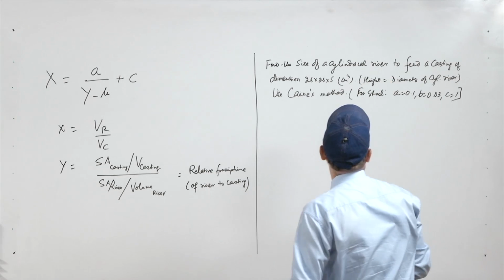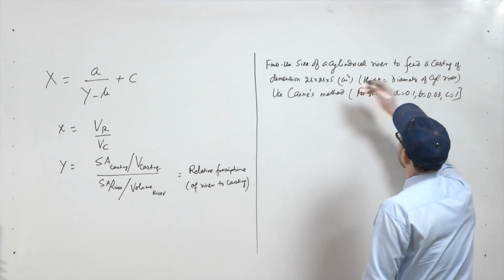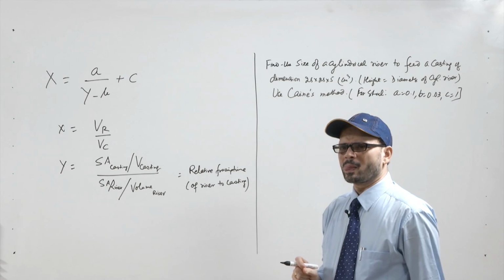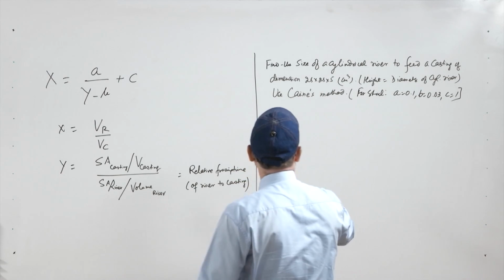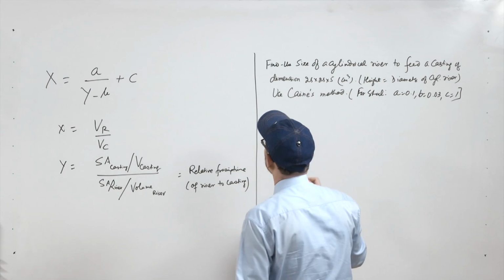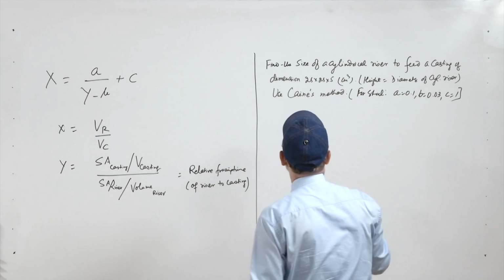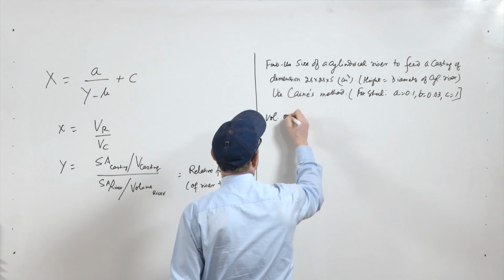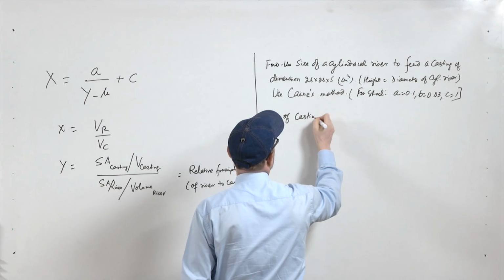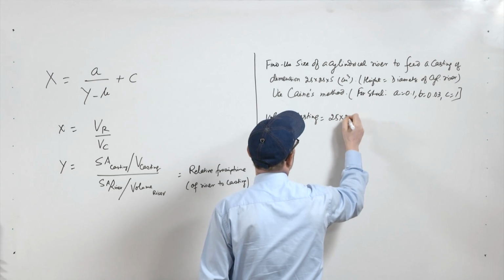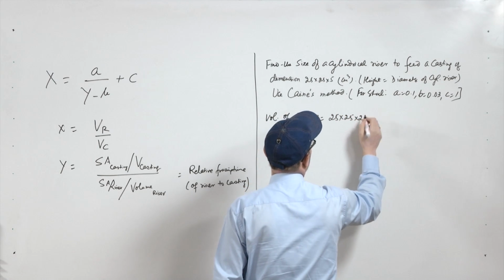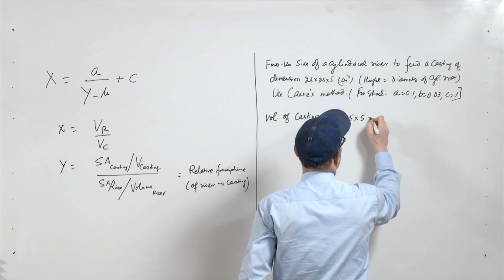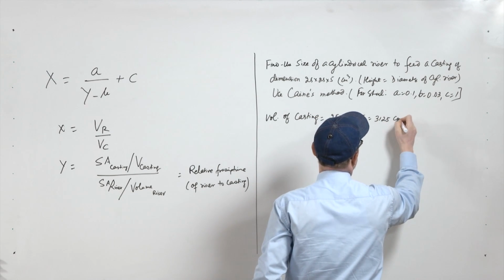So, this is casting of steel and that is of this particular dimension. Once you are given this, you can solve such problems. So, what you have to do? You have to first find out the volume of casting. Volume of casting will be 25 multiplied by 25 multiplied by 5, and this comes out to be 3125 centimeter cube.